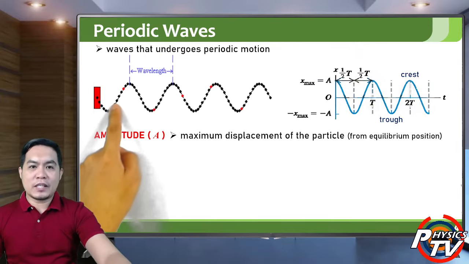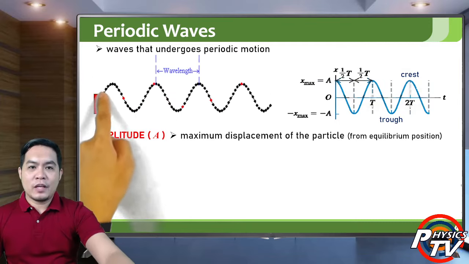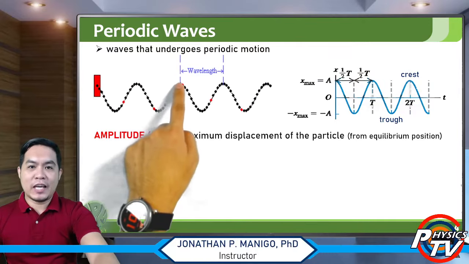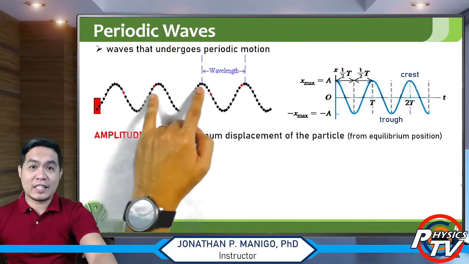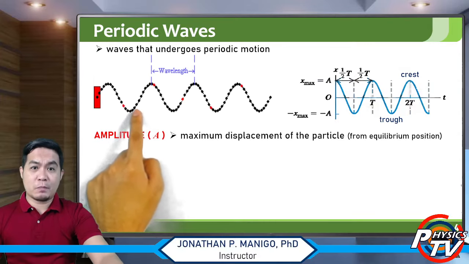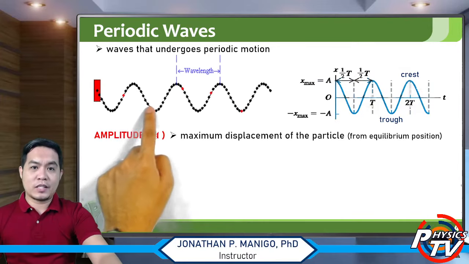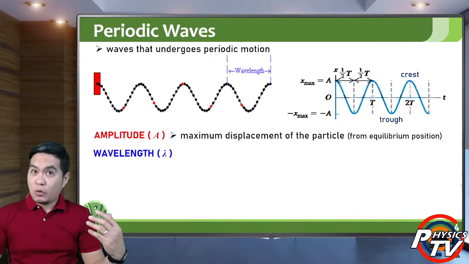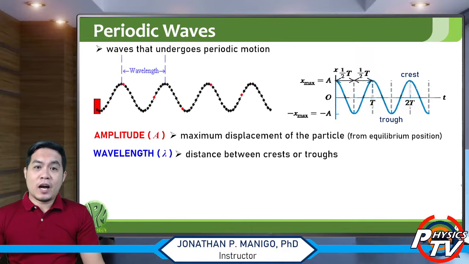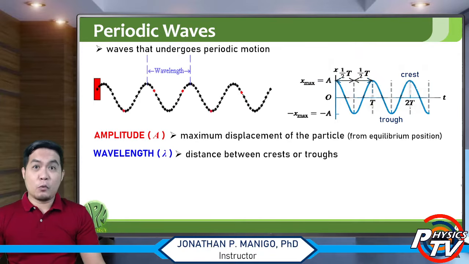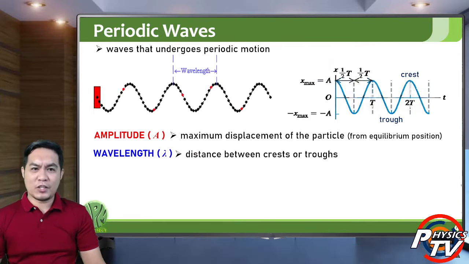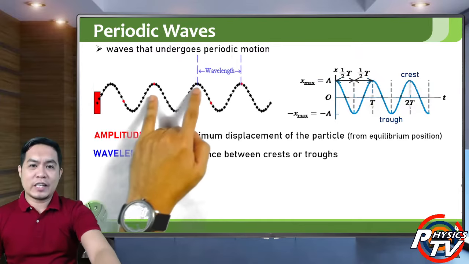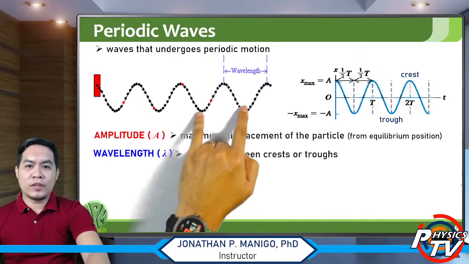You will also notice that the waves have maximum points that are repeating, and these are what we call the crests of the wave. This is a crest, this is a crest, this is another crest. And the lower points, the points of minimum displacement, are called troughs. This is a trough, this is a trough, and this is another trough. The distance between crests or troughs is called the wavelength. That's basically how you measure the length of the wave: the distance between two crests or two troughs.